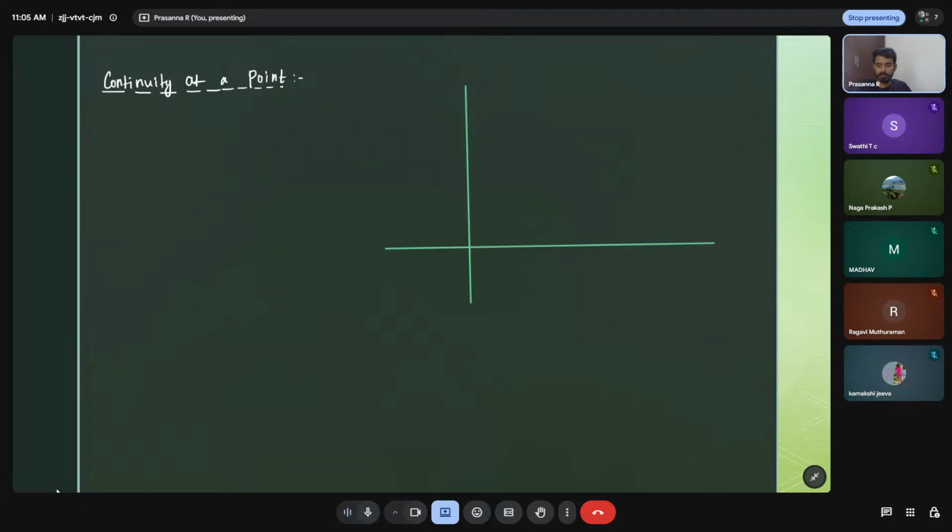See, very simple. If you can draw the graph of the function without lifting the hand, then we say that function is a continuous function. Now, we will define what is meant by continuity at a point, whether the function is continuous or not at a point. Let us say we have a function y is equal to f of x, and we see that this function is very smooth and I can draw without lifting the hand.